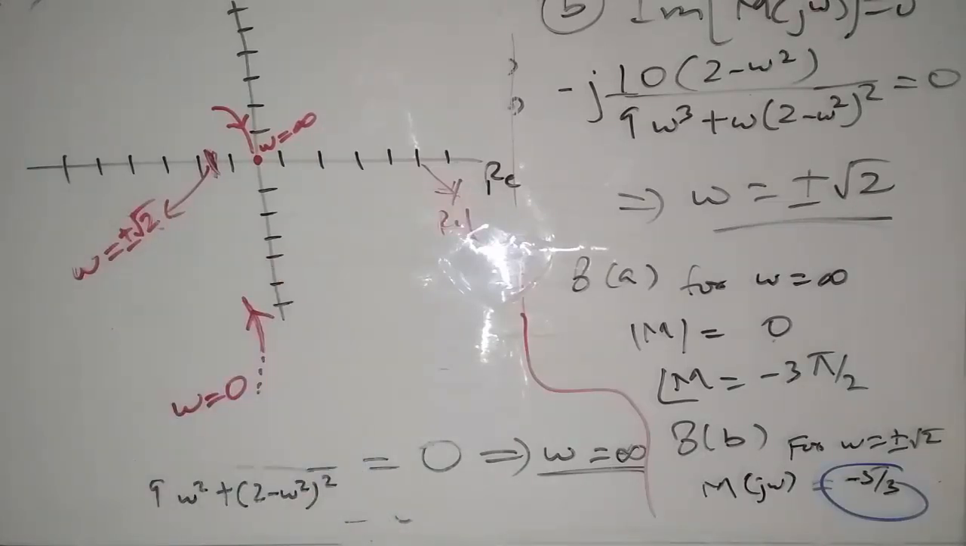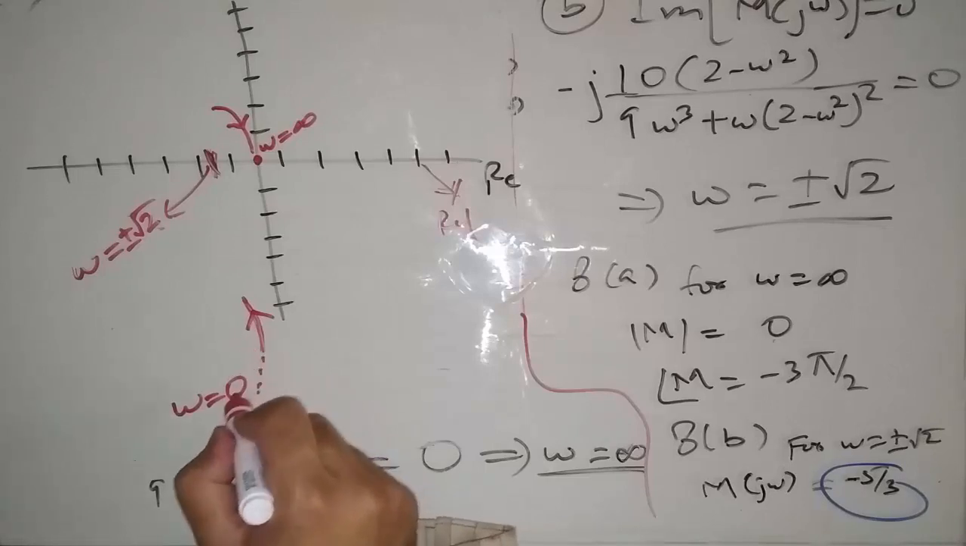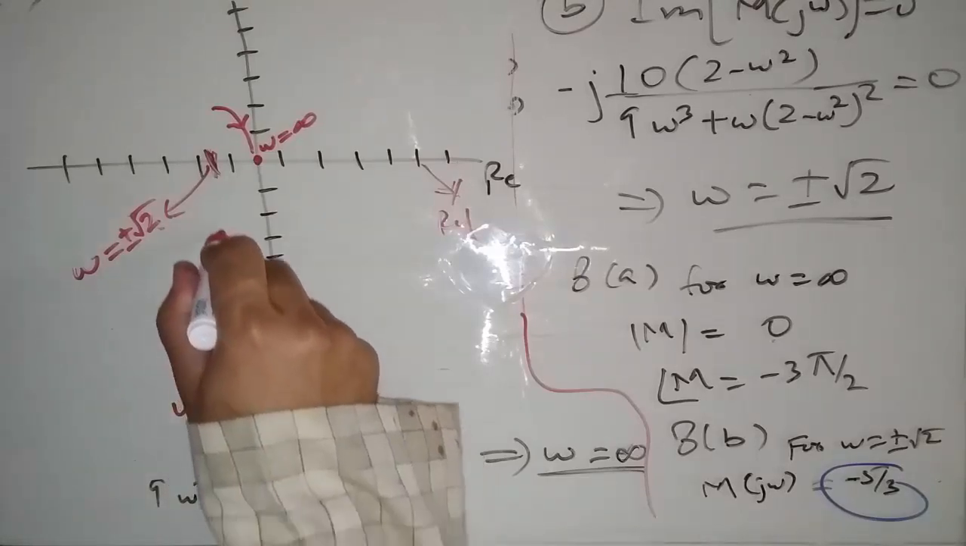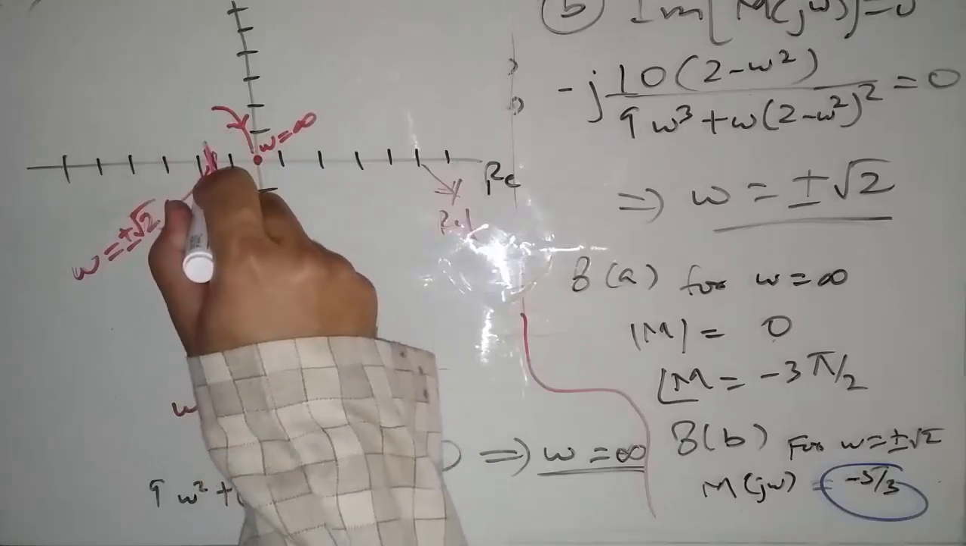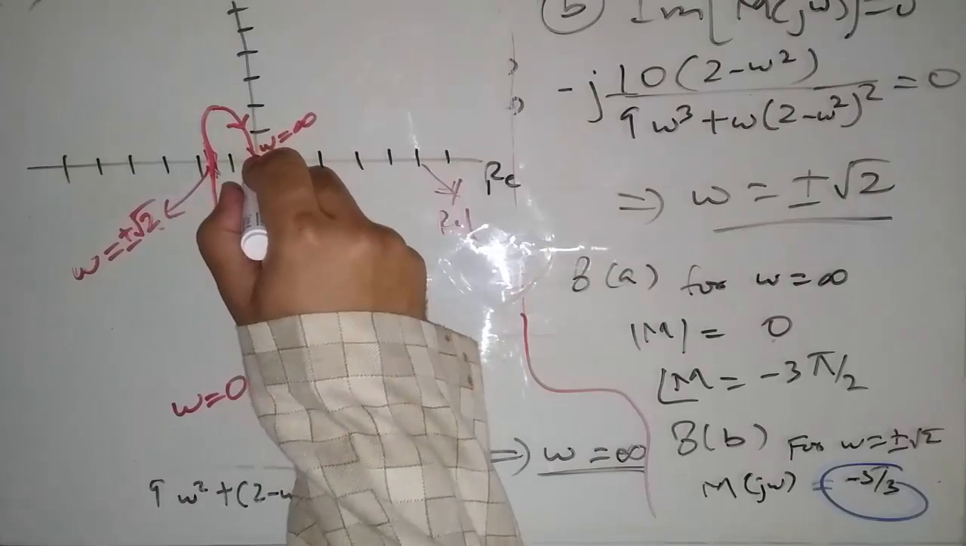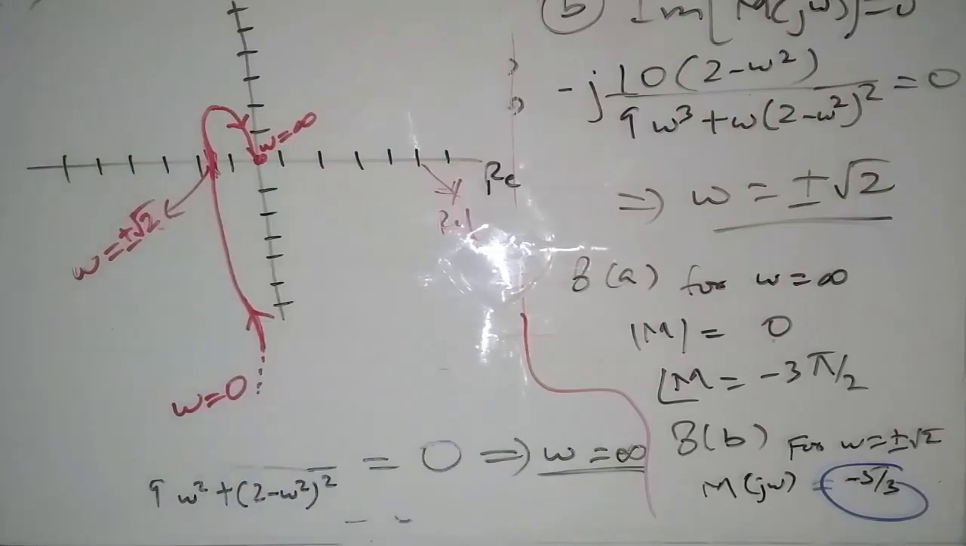So this is all the information that we needed to plot the curve, and thus joining all the 3 points that we obtained, starting from ω equal to 0, which comes from infinity, crosses this particular intersection and meets the origin at this point. So this is the required polar plot.